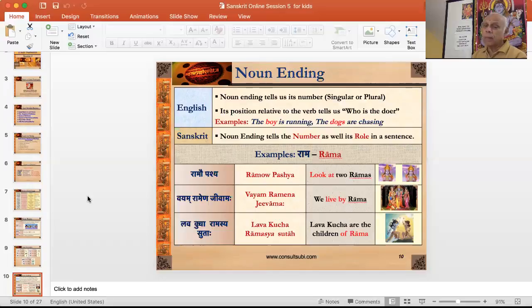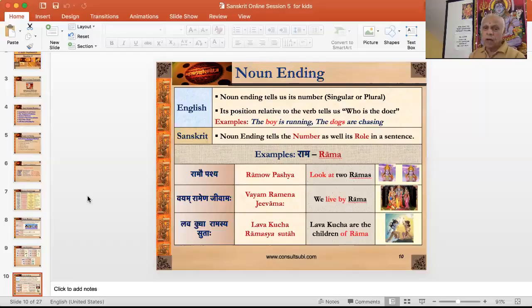Now when you say Ramena, it implies by. Earlier we saw Ramau, which means at. Pasha is look. At two Ramas, Ramau. Here, Vayam Ramena Jivamaha means Jivamaha Vayam. We live. Ramena means by Rama. So you see the role here by Rama.